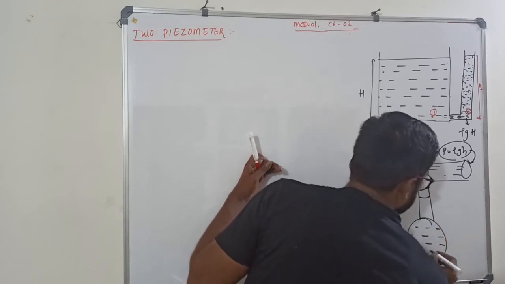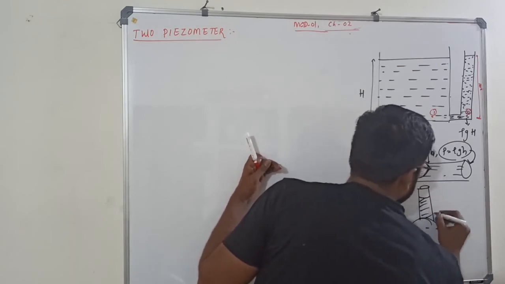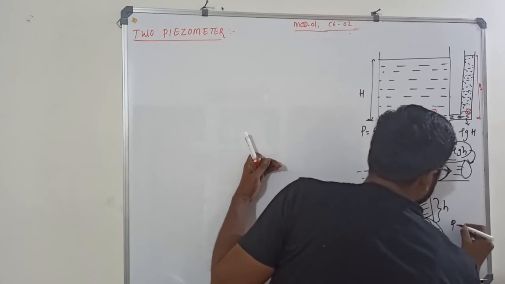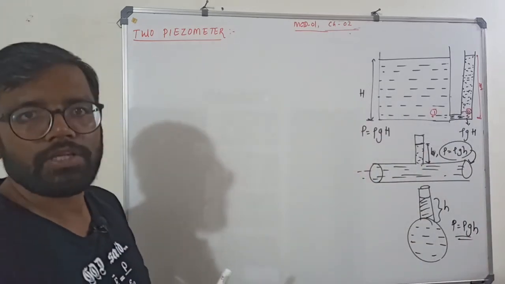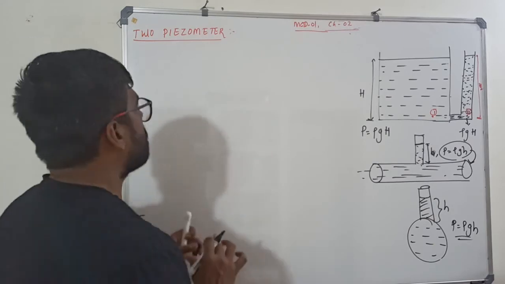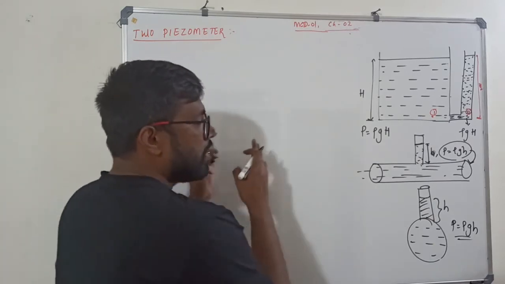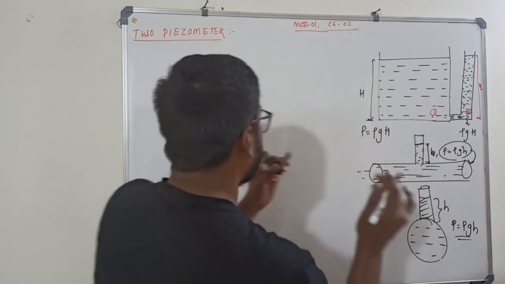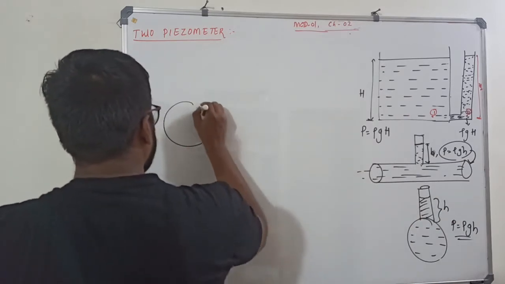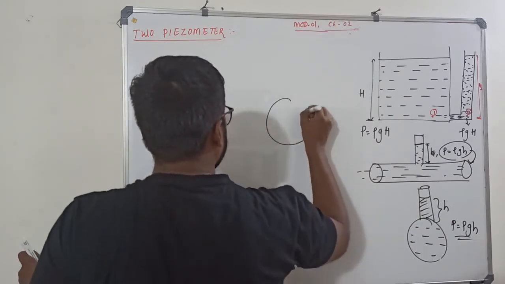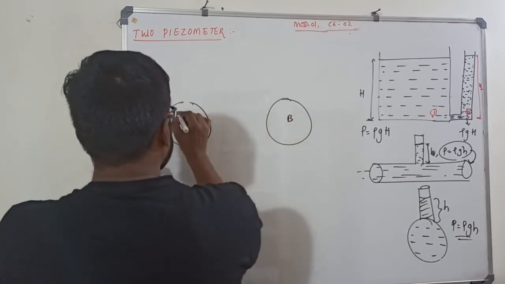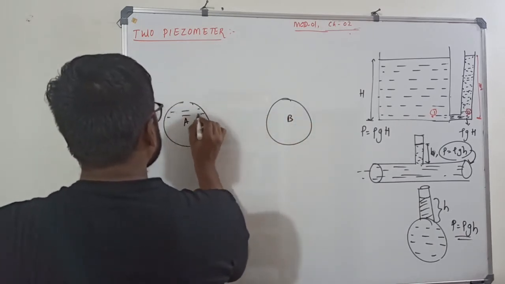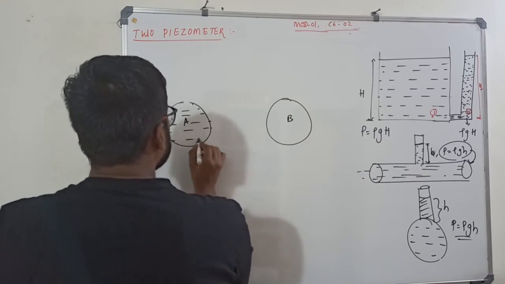Let us say this is the pressure, and it has a height of h, so P equal to rho gh. So this was our piezometer. Now what we are trying to do is find the difference of two pipelines. There is a pipe A, there is a pipe B. In both pipes there is some pressurized fluid, or fluid is passing at some certain pressure.